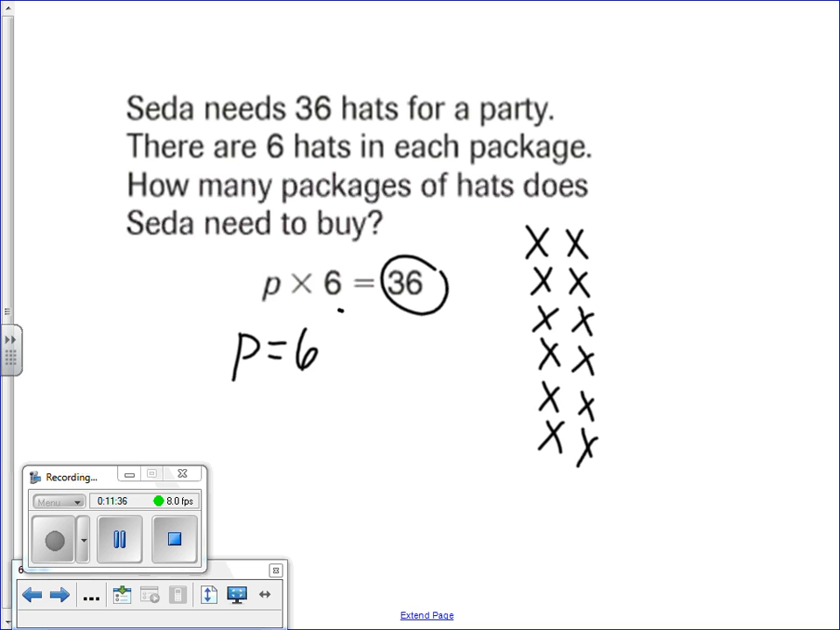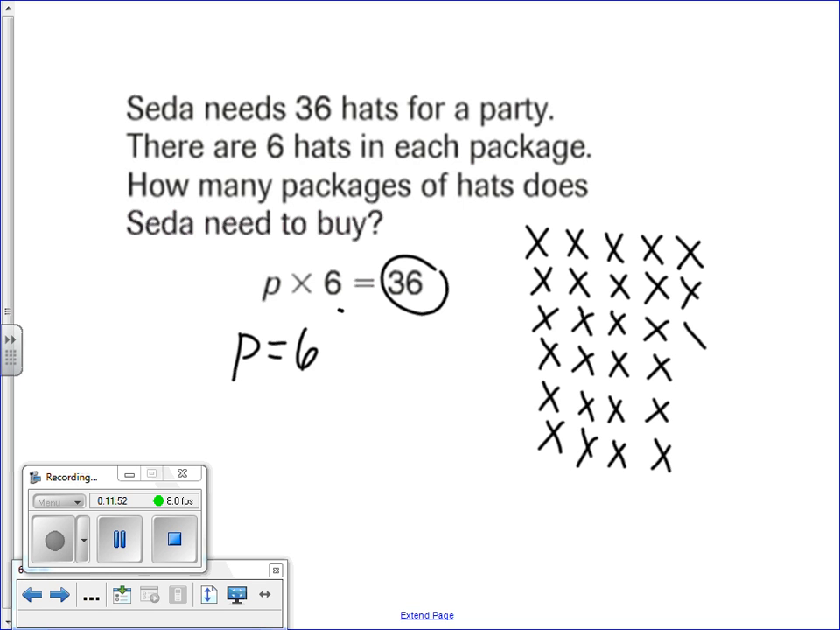Christian, 12. 13, 14, 15, 16, 17, 18. Should I make another? Okay. 19, 20, 21, 22, 23, 24. Should I keep going? 25, 26, 27, 28, 29, 30. Keep going? When am I going to stop? When I hit 36. 31, 32, 33, 34, 35, 36. Okay, so there's an array that represents 36. It has 6 rows, and now I need to count how many X's I put in each row. 1, 2, 3, 4, 5, 6.